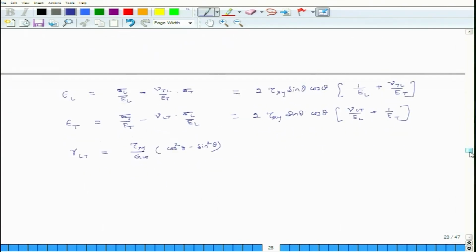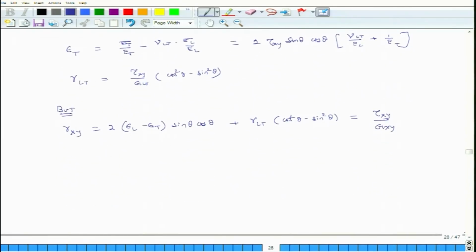Okay. Now, if we do the strain transformations calculations, we realize that gamma xy can be expressed in terms of epsilon T, epsilon L and gamma LT using this relation, 2 epsilon L minus epsilon T sin theta cosine theta plus gamma LT cosine square theta minus sine square theta, and it is nothing but same as tau xy over Gxy.